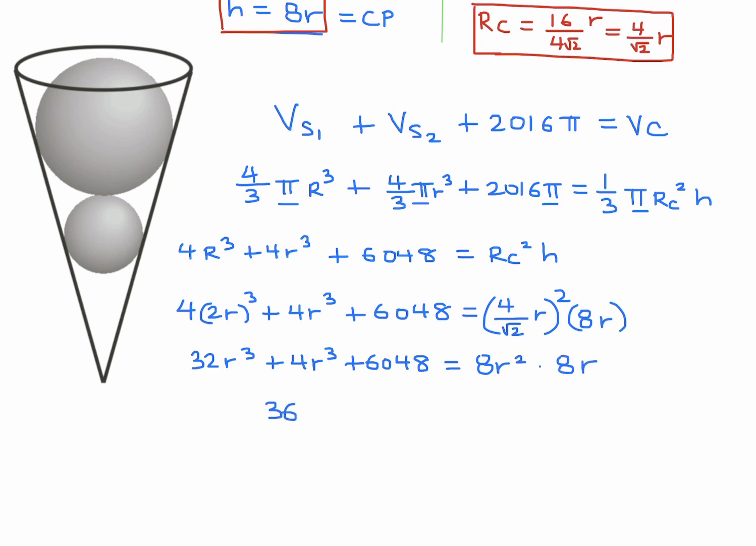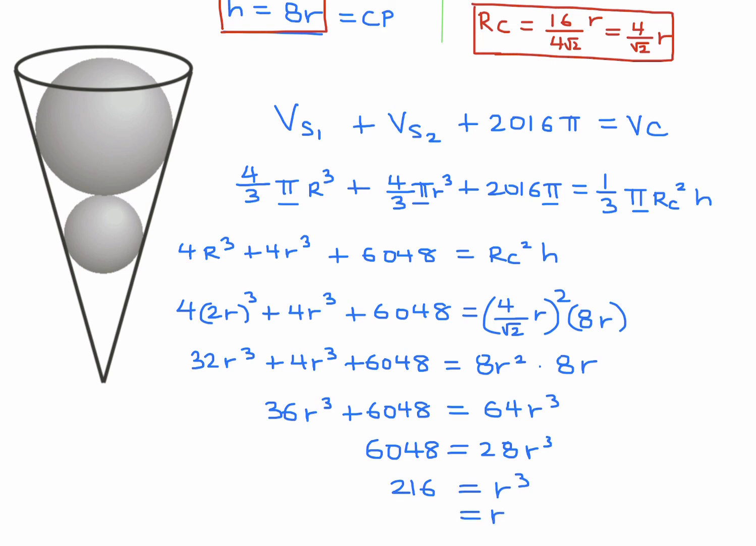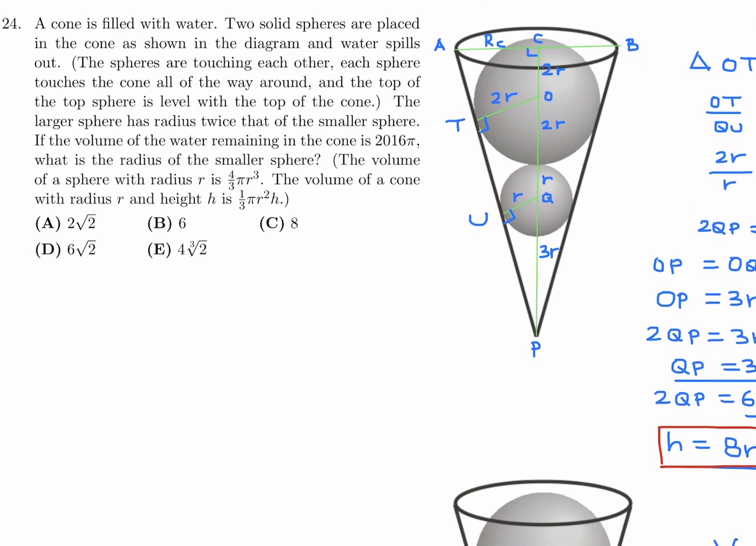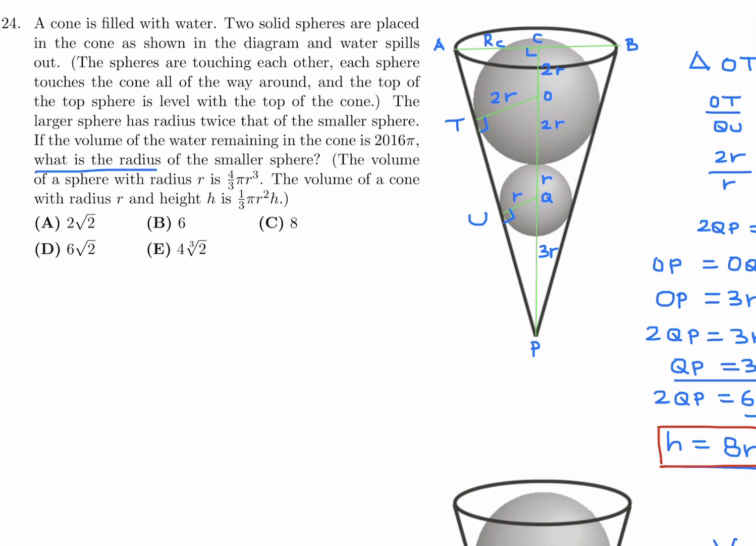Okay, so this is 36r cubed plus 6048, and this is 64r cubed. Bring the 36 over. 64 minus 36 is 28r cubed, and that's equal to 6048. 6048 divided by 28 is 216. And then if you take the cube root, you get r is equal to 6. And there you go. That's the radius of the small circle, and that is what they wanted us to figure out. What is the radius of the smaller sphere, I should say, not circle? So number 24, the answer is B.